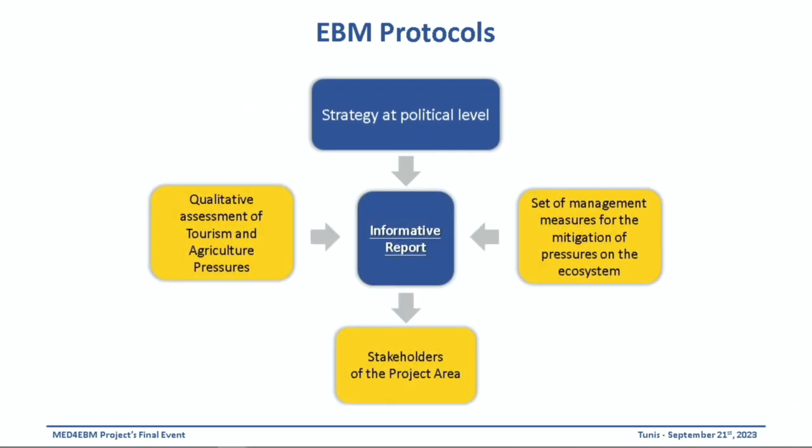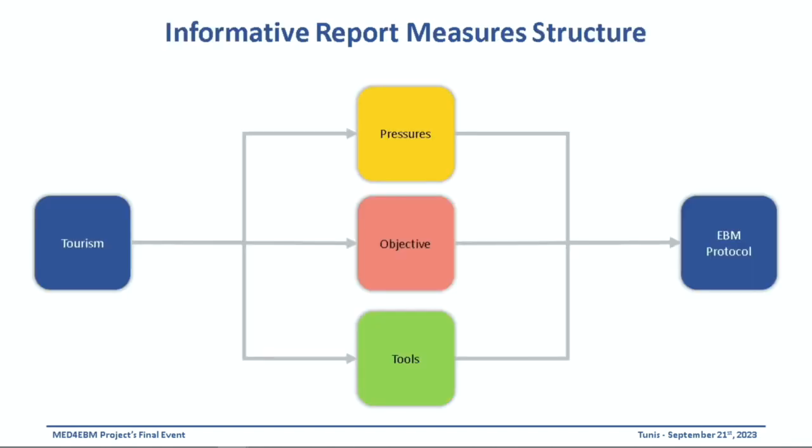This informative report that we created, that I talked to you about before, is a qualitative assessment of tourism and agricultural pressures, and we also set a list of management measures for the mitigation of these pressures. We shared this document with the stakeholders of the project area. This is a very simple structure of what we did in this document, and all the results from this document are going into the protocols.